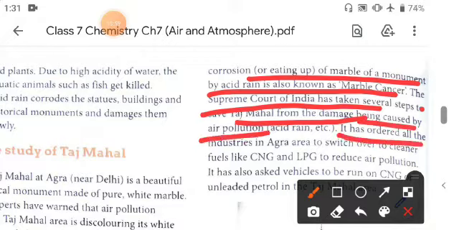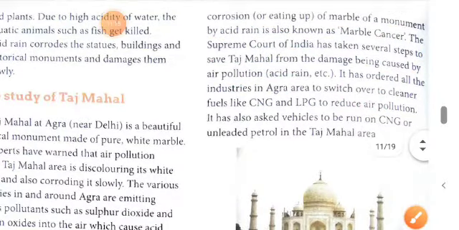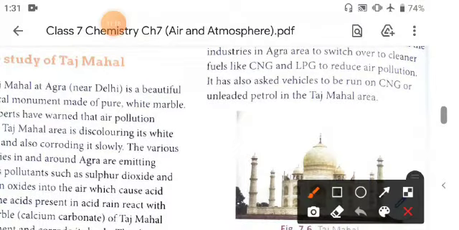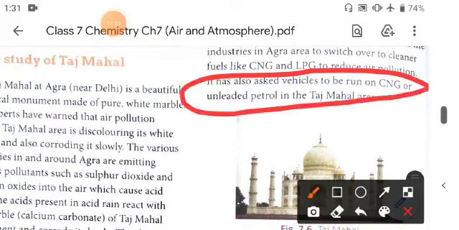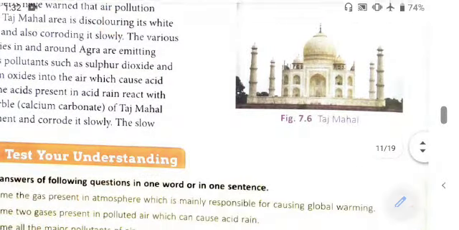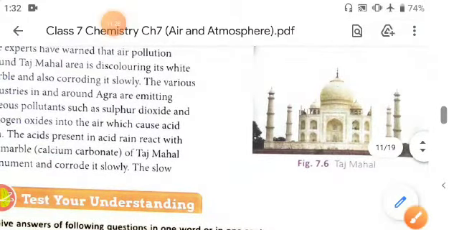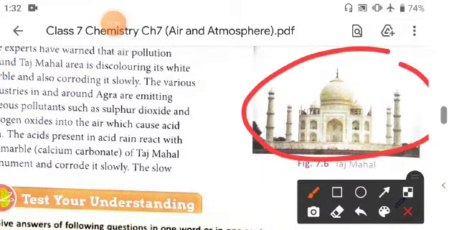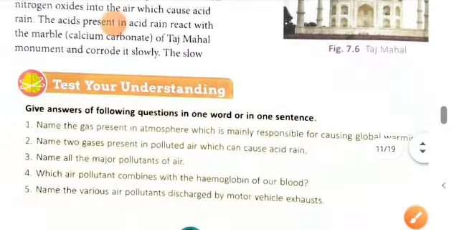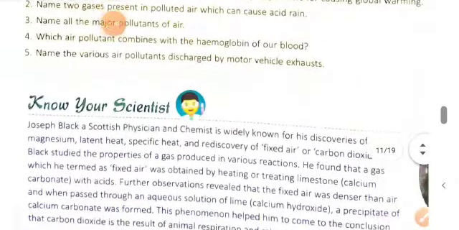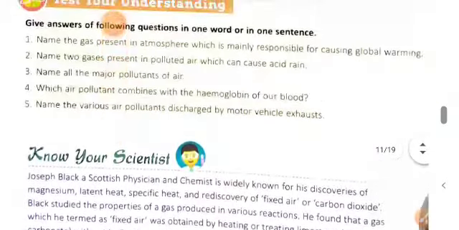It has ordered all the industries in the Agra area to switch over to cleaner fuels like CNG and LPG to reduce the air pollution, and it has also asked vehicles to run on CNG or unleaded petrol in the Taj Mahal area. So this structure shows Taj Mahal, which is made up of white marbles, and due to the sulfur dioxide and nitrogen oxides it is polluted. Here your chapter is finished.